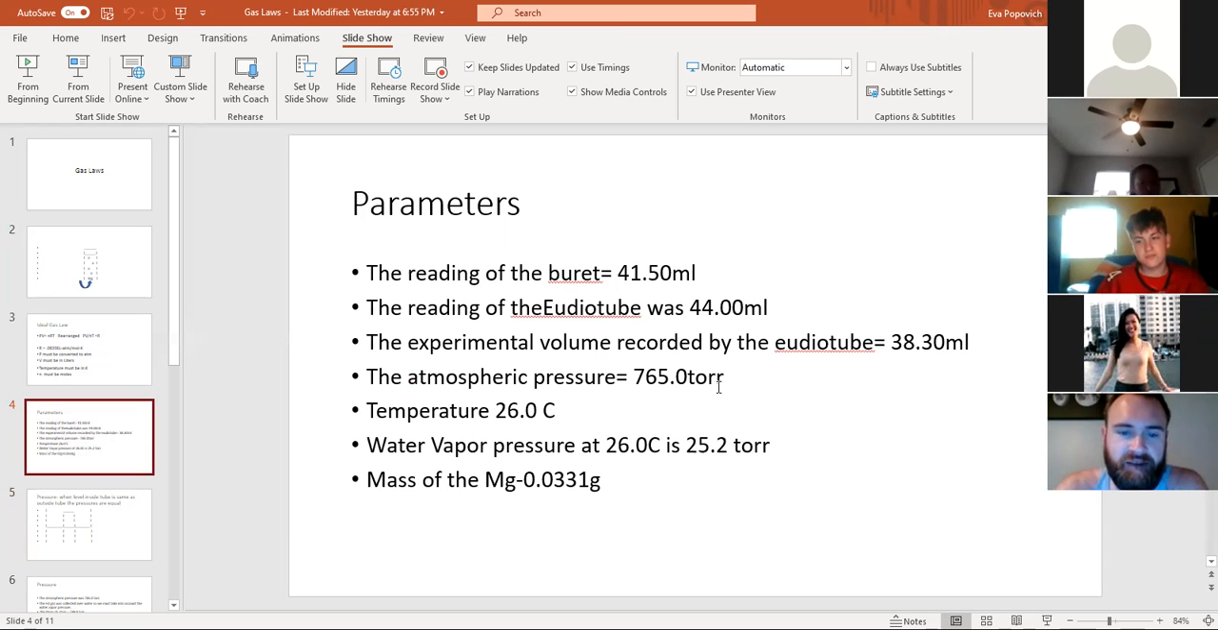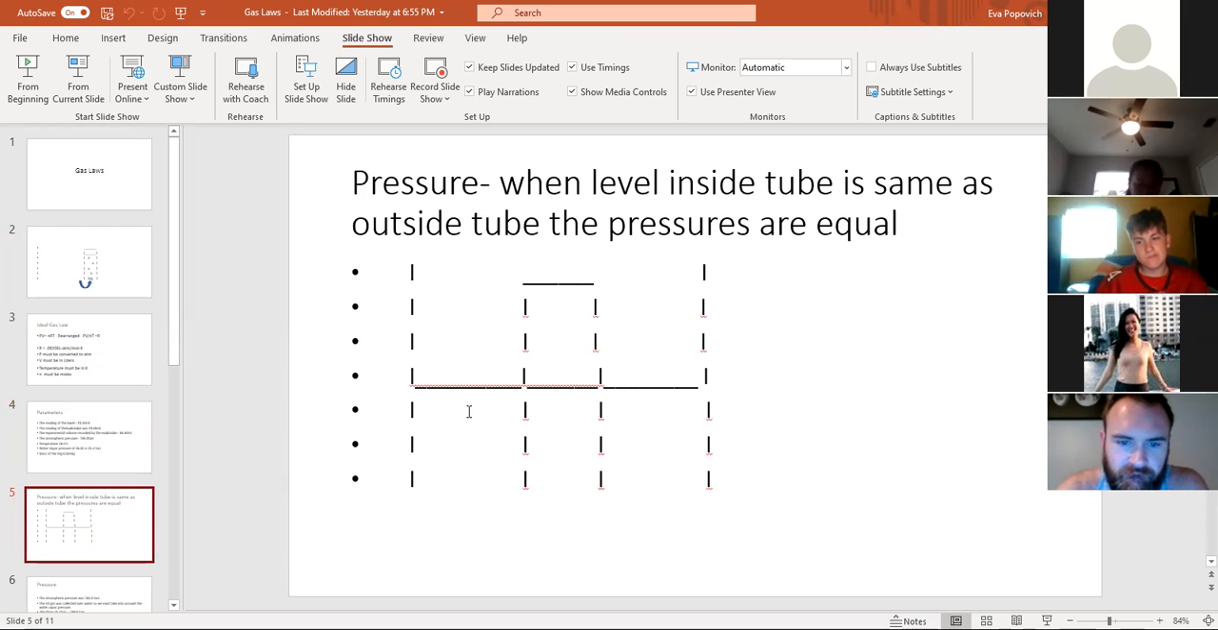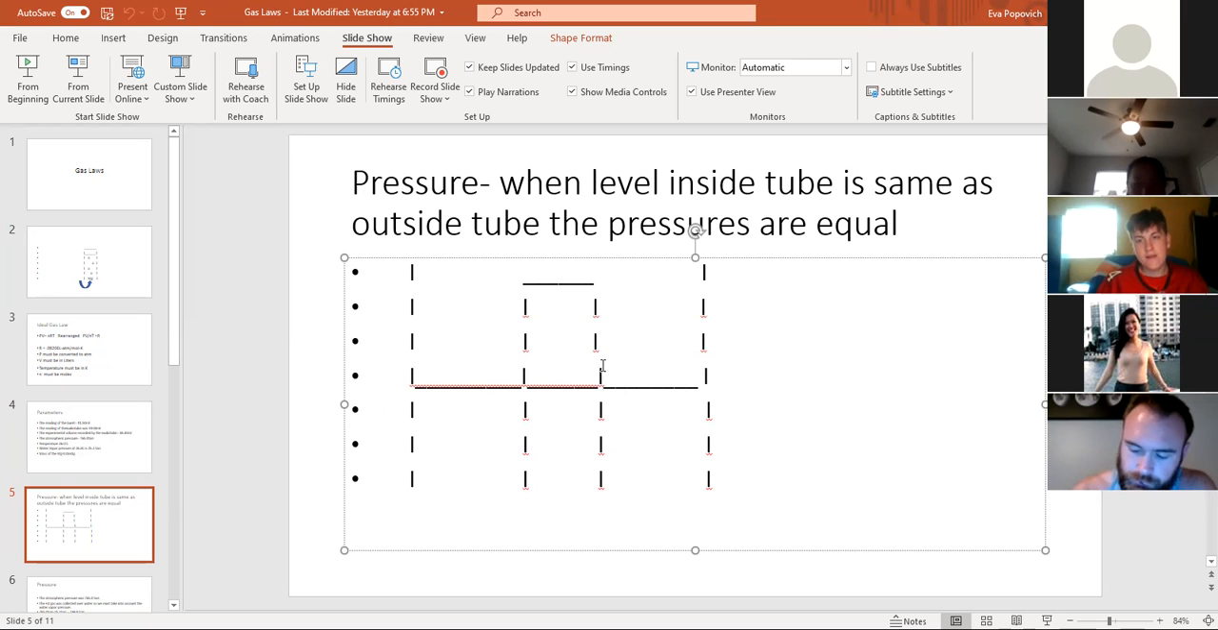So literally speaking, when I measured the atmospheric pressure at 765.0, when I have the level inside the tube and outside the tube the same, the pressure inside the tube is 765 torr as well. Now, I've got to understand what is making that pressure. What is contributing to the pressure inside the tube is the pressure from the hydrogen. And I'm collecting this over water. So there is a water pressure in there as well, by Dalton's law.